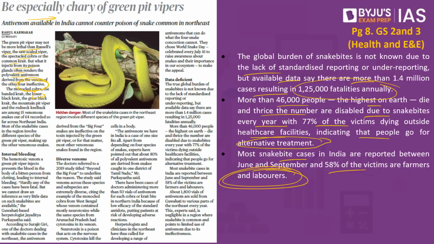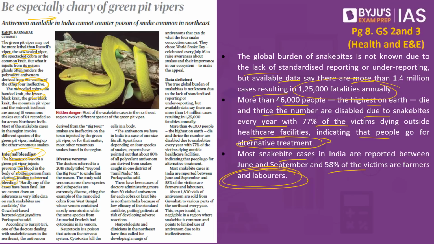So this article goes on to say that taking the example of the green pit viper, it also results in what is called internal bleeding. The hemotoxic venom a green pit viper injects prevents the blood in the body of a bitten person from clotting, leading to internal bleeding, and as a result a person may die, and at times it can result in complications as well. So it is not helping, is what this article is all about.